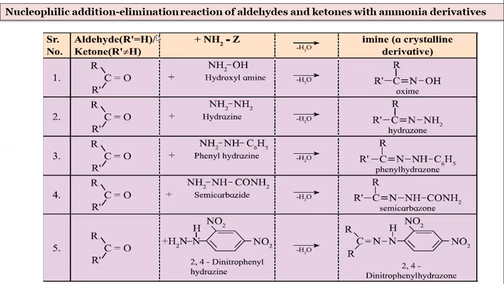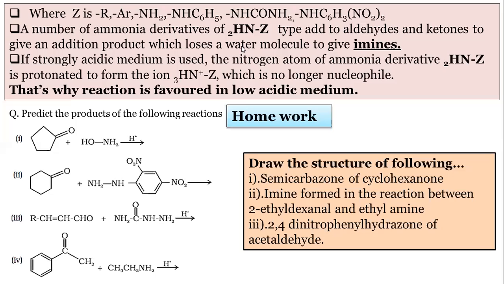So these are nucleophilic addition-elimination reactions. Why addition reactions? Because addition takes place across the double bond. And why elimination reactions? Because a water molecule is removed. Then let me explain what this Z is. Z may be an R group, or it may be NH2. So a number of ammonia derivatives are prepared, and we get the imine intermediate.